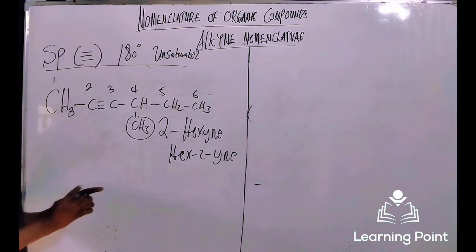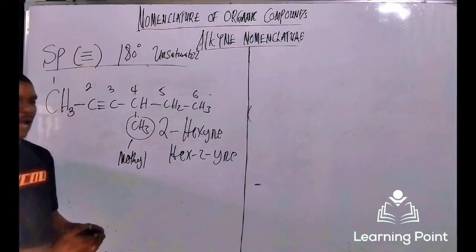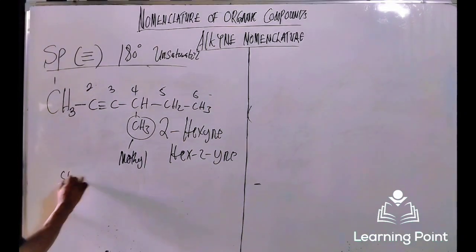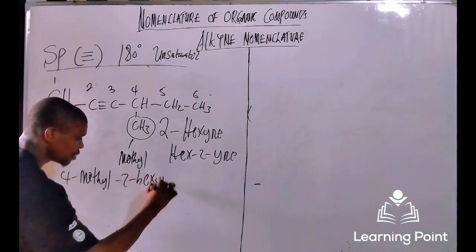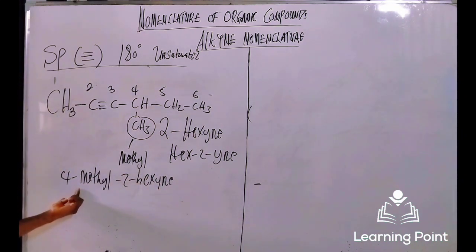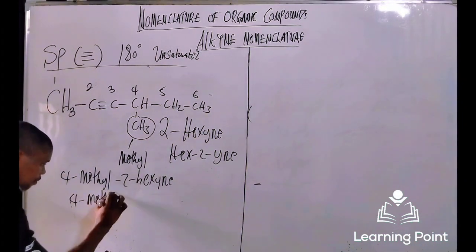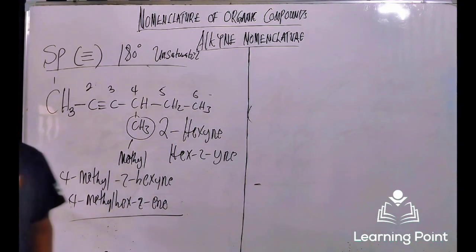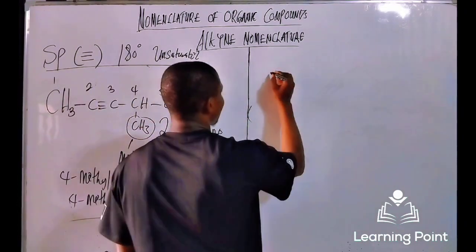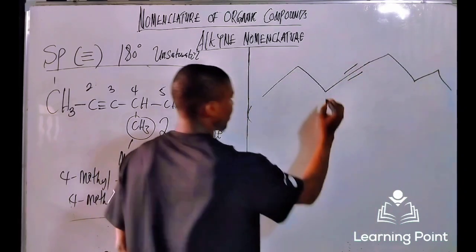A methyl group. So what will happen here? It's going to be 4-methyl-2-hexyne, as easy as that. 4-methyl-2-hexyne. Or you can say 4-methylhex-2-yne. Can you see that? So that is the name of this one here. Now let's do another one. Here we have this one.